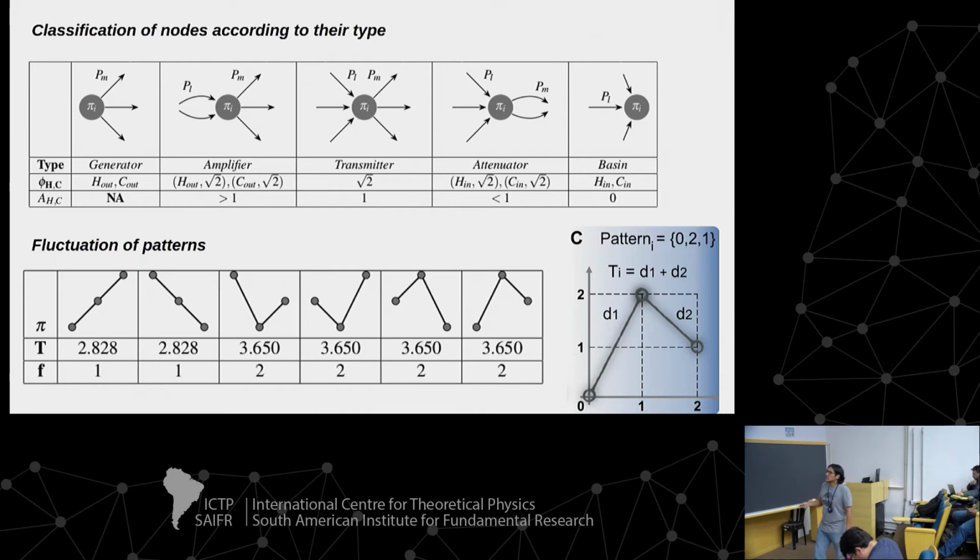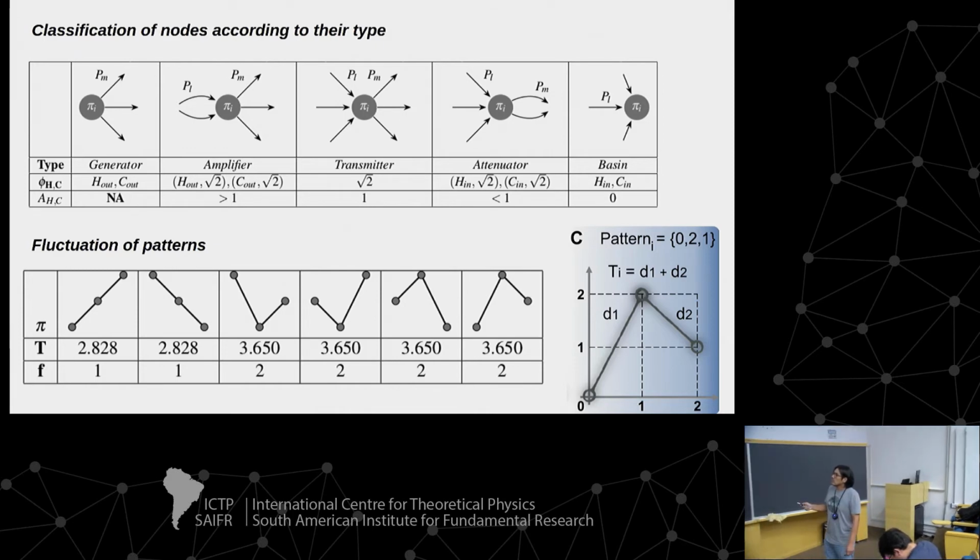Using this characterization of the fluctuation of the patterns, for symbols of size 3 we end up with just two types of fluctuations. Patterns which just increase and just decrease have the same fluctuation, because the distance from this point to this one is the same as from this point to this one.